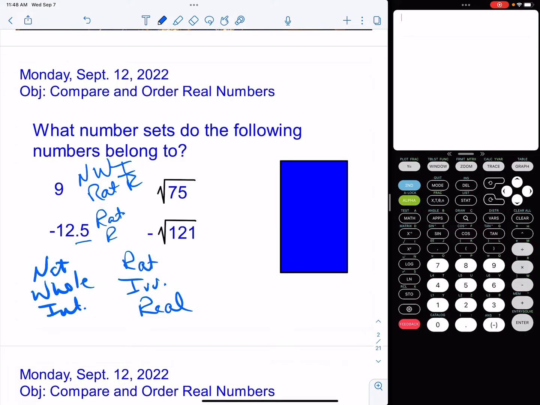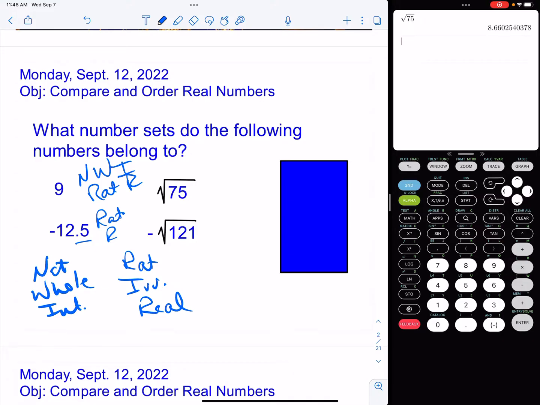Now for square root of 75, we now have to actually test it. So this is where you actually type it into the calculator to find out what the answer is going to be. So I've got my calculator right here, just like you have your calculator on your desk now. And we're going to type in square root of 75. So we hit the second key, hit the x squared key to get the square root up, hit 75, hit the right arrow key to get out of the radical, and then hit the enter key.